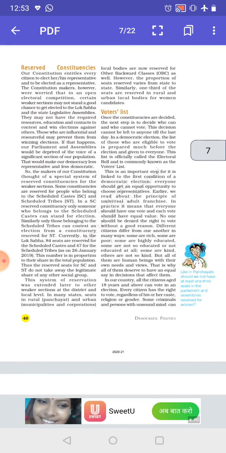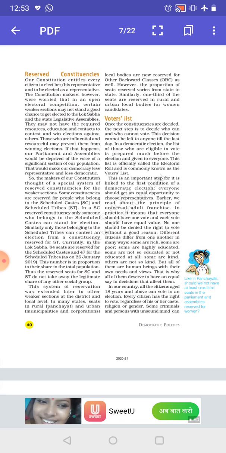Now we will read about the reserved constituencies. Our constitution entitles every citizen to have an equal right to elect his or her representative, and every citizen of the country could have the chance to be elected as the representative.